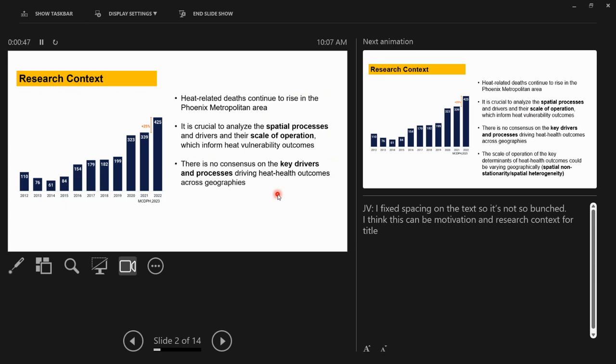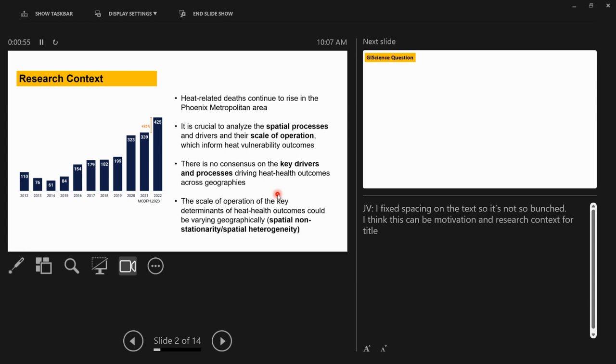And then currently from the literature, there isn't a consensus on the key drivers and processes that drive heat health outcomes. One of the reasons is that each geographical neighborhood seems to have its own specific nuances and specific attributes that contribute to being classified as a hotspot or a key determinant of vulnerability. And hence, the geographical disparities between neighborhoods is what I'll refer to as spatial non-stationarity or spatial heterogeneity throughout my presentation.